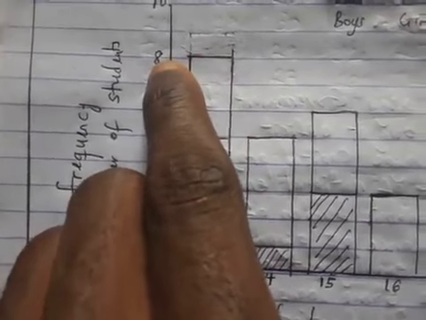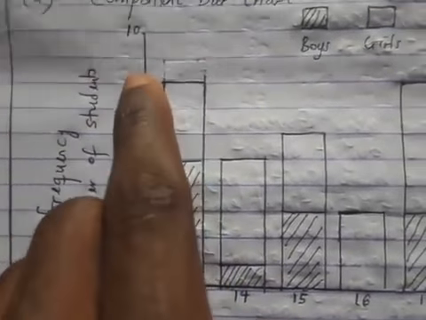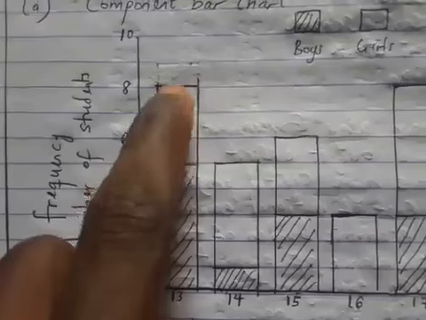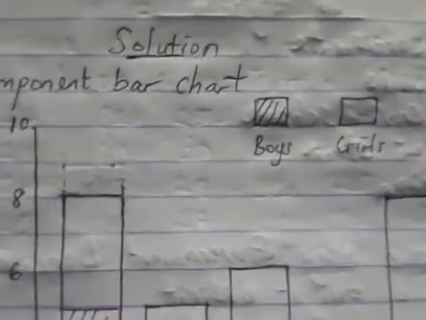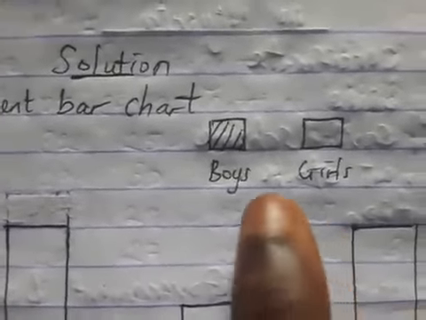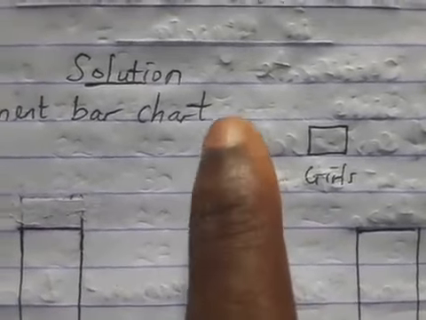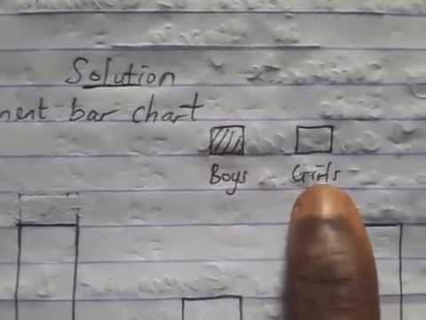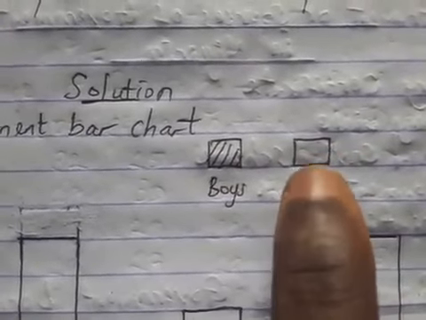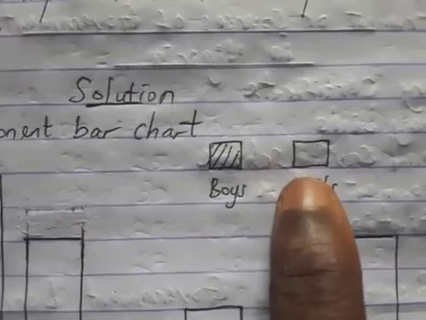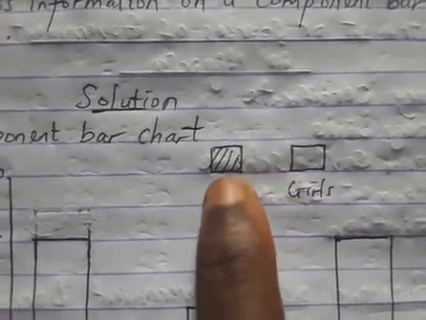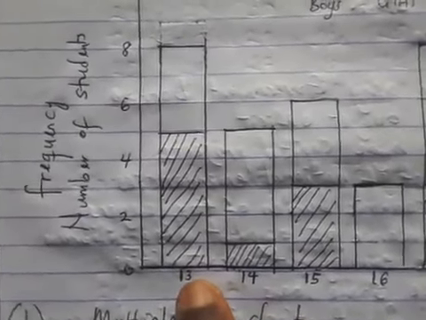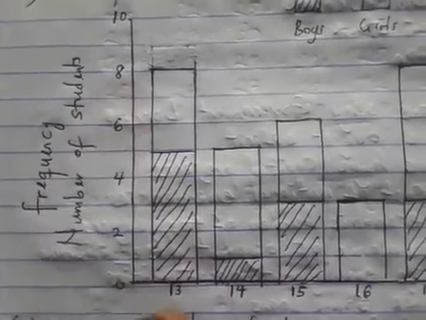8 students. But you can see now, I can separate this bar that is 8 by doing something here. I will make boys have a bar that is shaded, and I will make girls have a bar that is not shaded. That means the bars of the girls are empty, while the bars of the boys are shaded. Now, if the number of students that are 13-year-old is 8, drawing my bar.